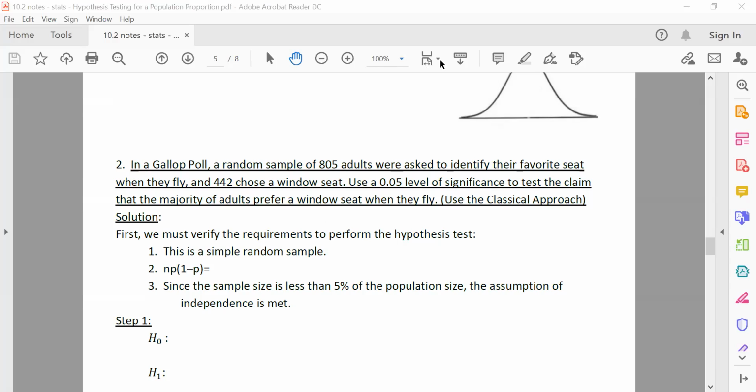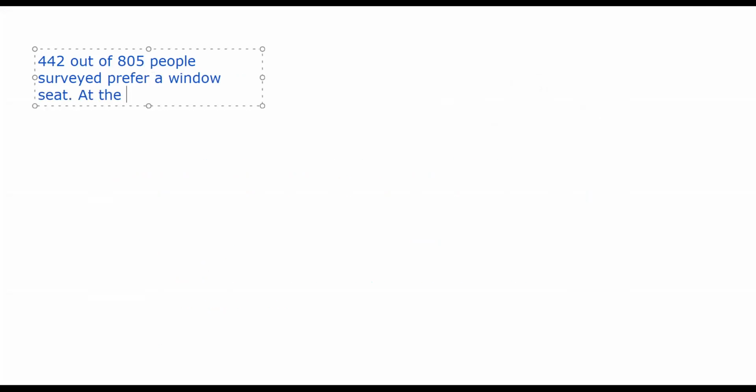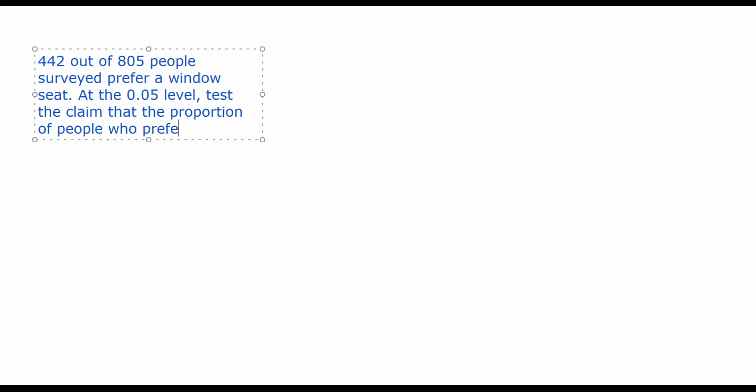Let me share the screen. We'll change it up just a little bit, just enough to make it interesting. So let's say 442 out of 805 people surveyed prefer a window seat. At the 0.05 level, test the claim that the proportion of people who prefer a window seat is not 60%. That's a good one.